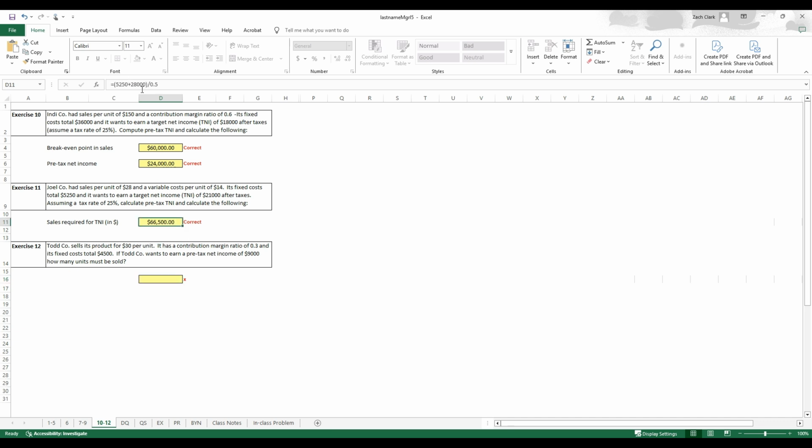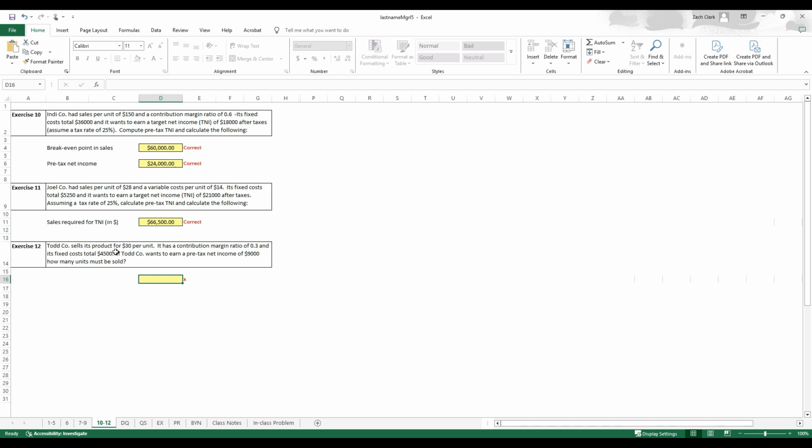Again, we had to figure out, first of all, what our target pre-tax net income was to hit our target after-tax income. And we needed to figure out our contribution margin ratio, which we could do. With those two pieces of information, we were able to get the sales required for our target after-tax net income. Okay, great. Let's go on to exercise 12.